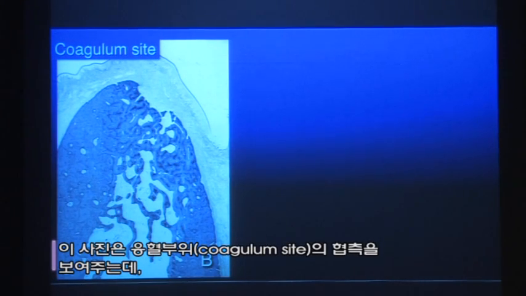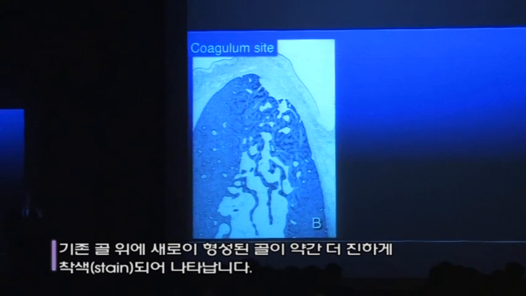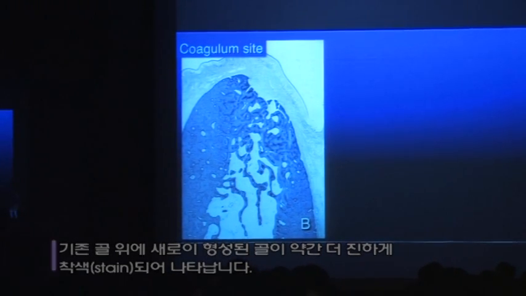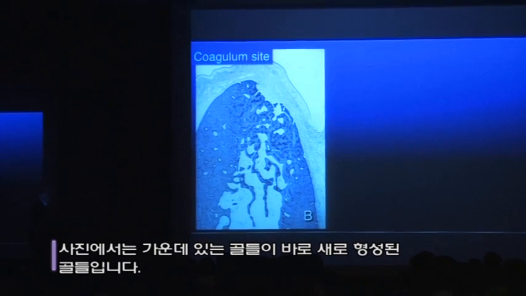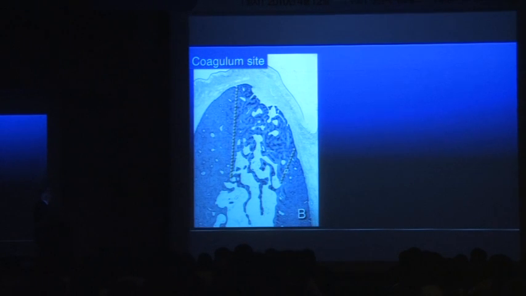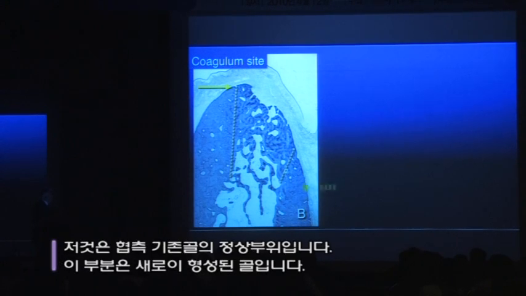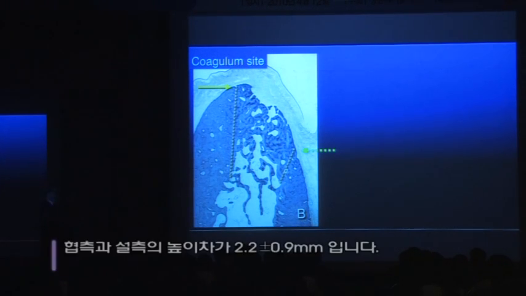So this is now the biopsy from the coagulum site. B stands for buccal. Newly formed bone is always a little bit darker stained than old bone. So obviously this bone we find here in the center is newly formed bone. This is the top of the lingual crest, old bone, and this is the top of the buccal crest, old bone. So this is newly formed. What is then the distance between the lingual and the buccal? Well, in this model, it's 2.2 millimeters.